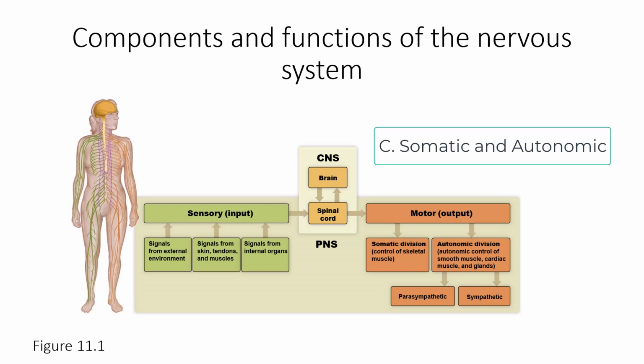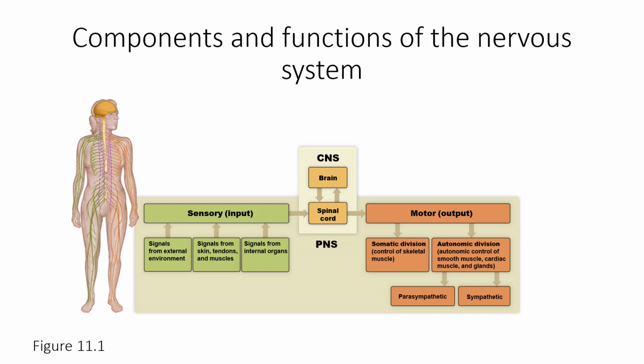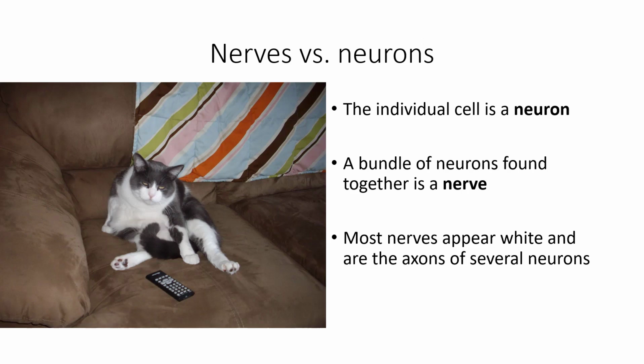So somatic is your control of skeletal muscle. So we saw earlier how nerves can interact with muscles. That's the somatic division. And that is specifically skeletal muscles, not smooth muscles. If you want to think smooth muscle, you're thinking the autonomic division of the peripheral nervous system, which controls smooth muscle, cardiac muscle, and various glands. We will, later in this lecture, further divide that into the parasympathetic and sympathetic divisions.